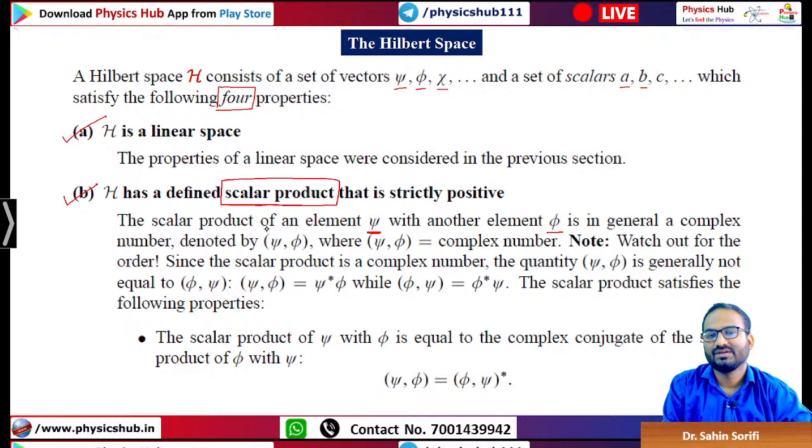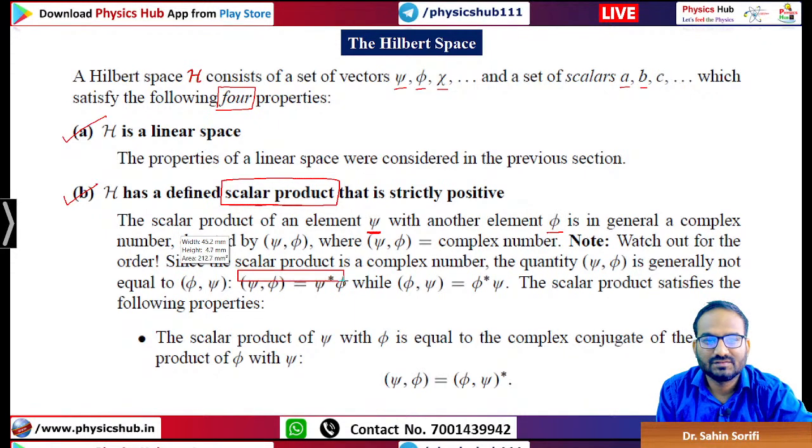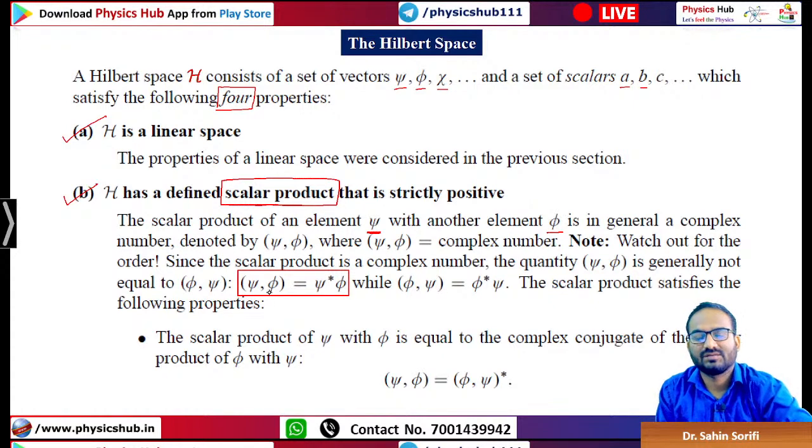So scalar product of psi with phi is given by ⟨psi|phi⟩, which is a complex number in general. Watch out for the order. Since the scalar product is a complex number, ⟨psi|phi⟩ is not generally equal to ⟨phi|psi⟩. How are they related? ⟨psi|phi⟩ is equal to psi star phi. So whenever you do the scalar product, you take the complex conjugate of the first vector. Psi is located at the first place, so you take psi star, then you keep phi.